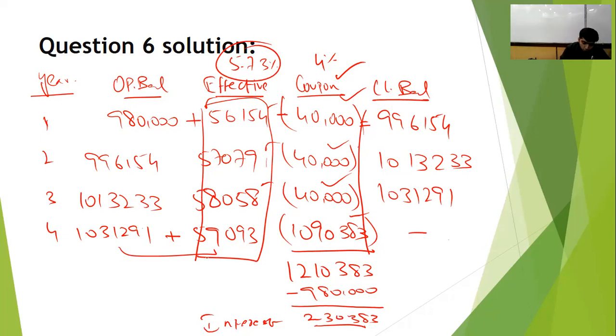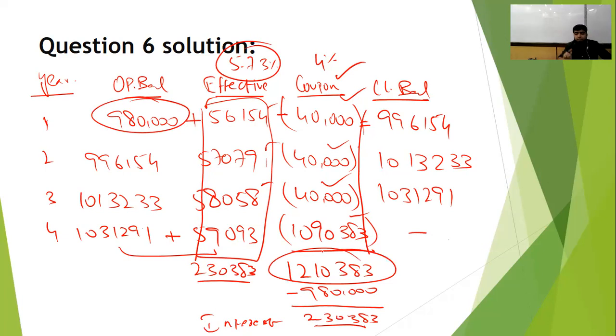Yes, that is 2,30,383. That is the column. What does it mean? It means if the investor has invested 9,80,000, the investor will be getting 12,10,000 by the end of year four. It means in a 4 year duration, he'll be getting 12,10,000.